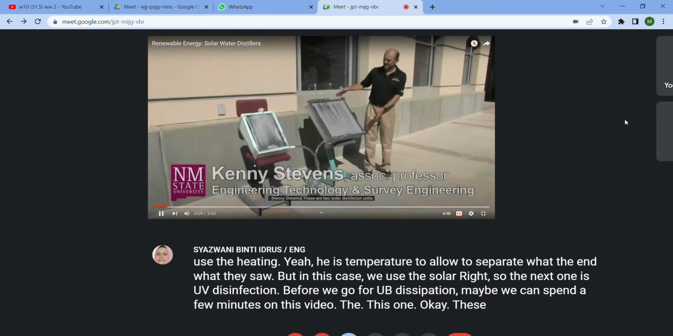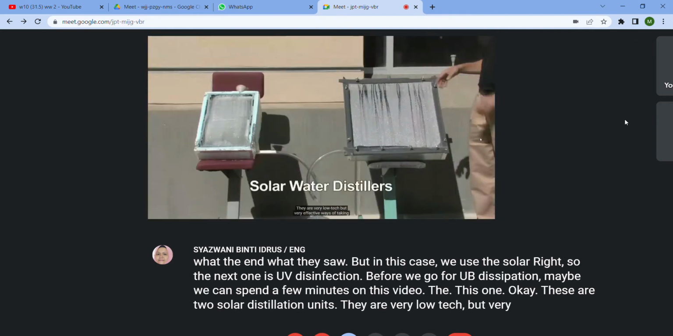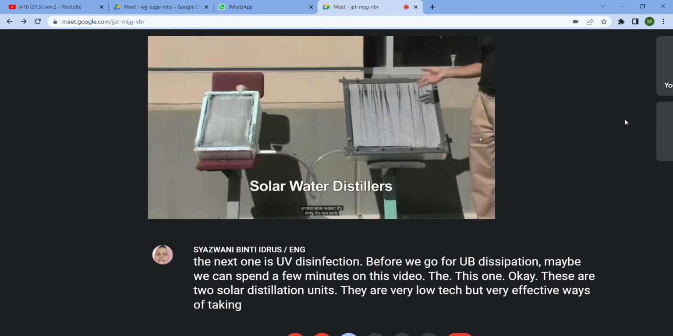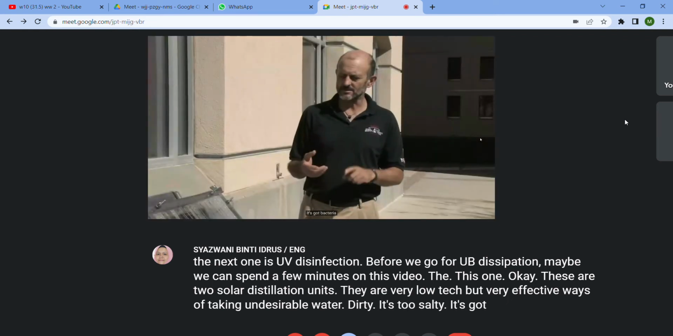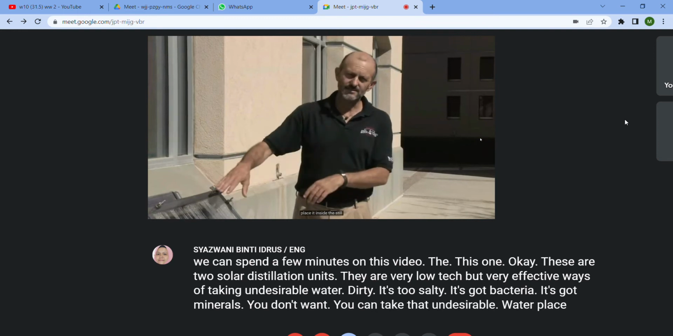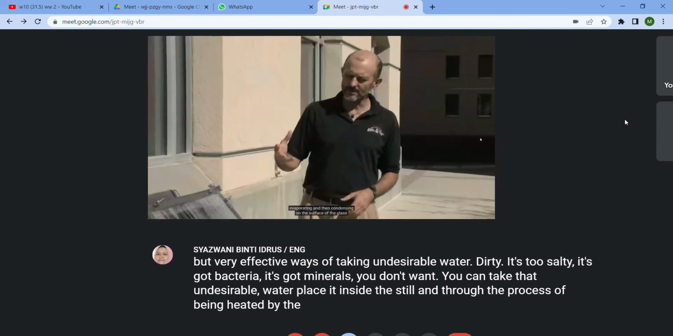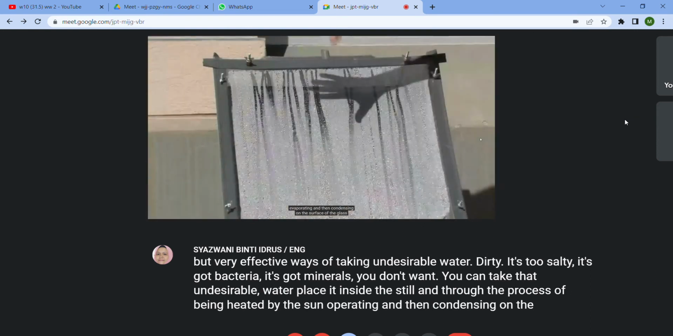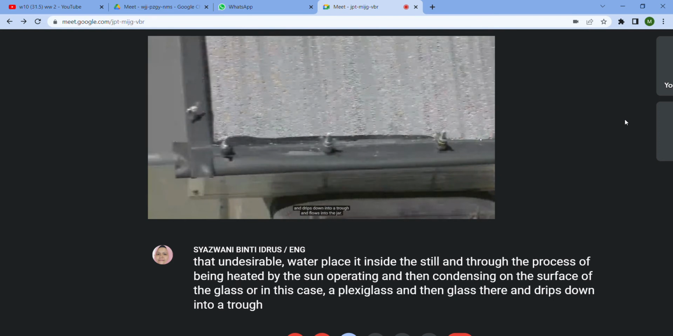These are two solar distillation units. They are very low-tech but very effective ways of treating undesirable water. It's dirty, it's too salty, it's got bacteria, it's got minerals you don't want. You can take that undesirable water, place it inside the still, and through the process of being heated by the sun, evaporating, and then condensing on the surface of the glass, or in this case, plexiglass and then glass there, it drips down into a trough and flows into the jar.